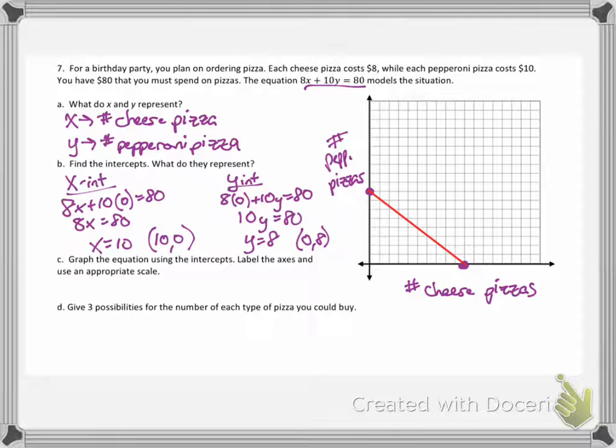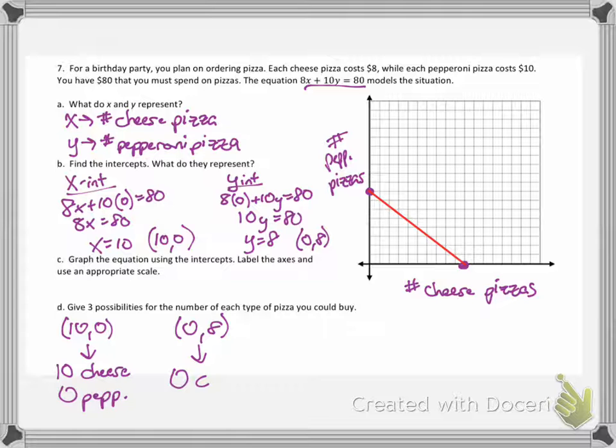Again, the last part of this question says give 3 possibilities for the number of each type. So we already established 10, 0 works. So again, 10 cheese, no pepperoni. We have 0, 8, which is 0 cheese, 8 pepperoni. So now we need to find a third combination based on our graph.